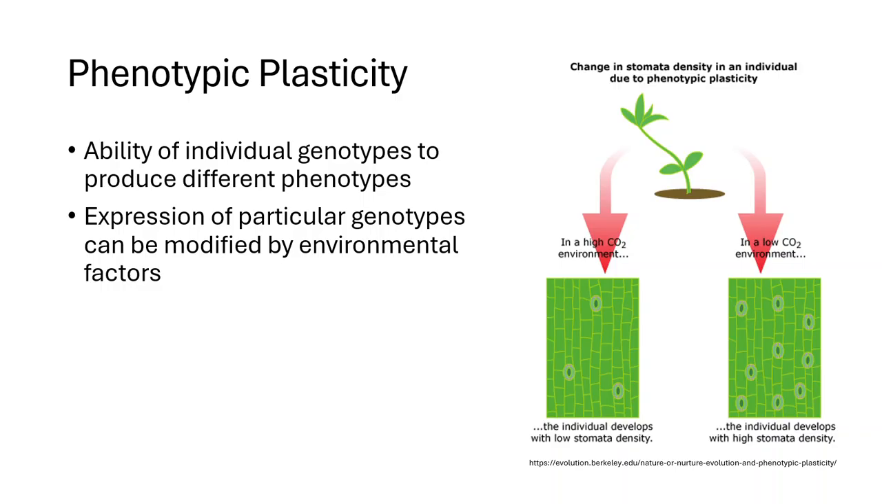So, here's an example. You can have a particular plant, and if you grow it in an environment with a lot of CO2, it will develop stomata, but only at a lower density. However, if you grow that same plant in an environment with low concentrations of CO2, they still have the same genes, but in response to the environmental conditions, it will end up growing more stomata on the underside of the leaves to make sure it can absorb sufficient CO2.